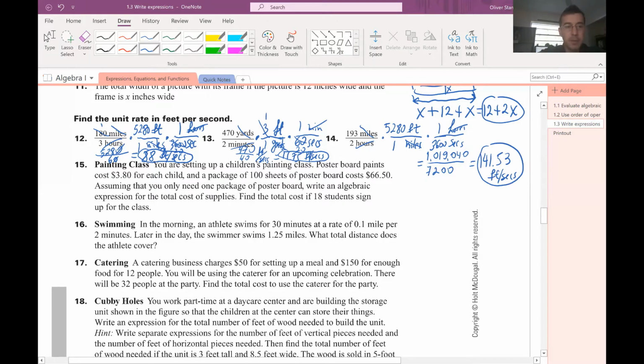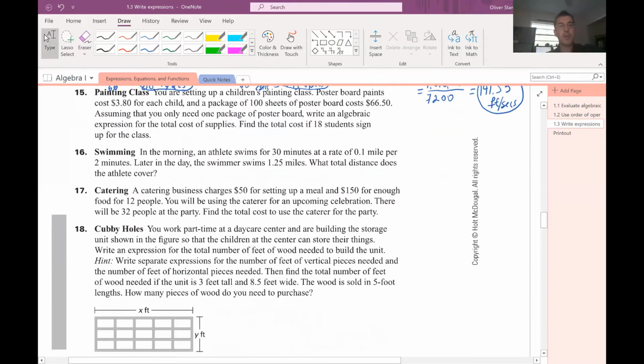Number 15, painting class. You're setting up a children's painting class. Poster board paints cost $3.80 for each child, and a package of 100 sheets of poster board costs $66.50. Assuming that you only need 1 package of poster board, write an algebraic expression for the total cost of supplies, and then find the total cost if 18 students sign up.